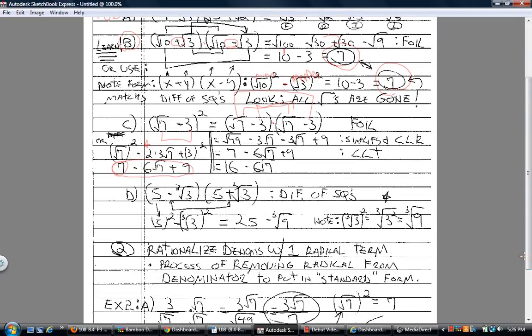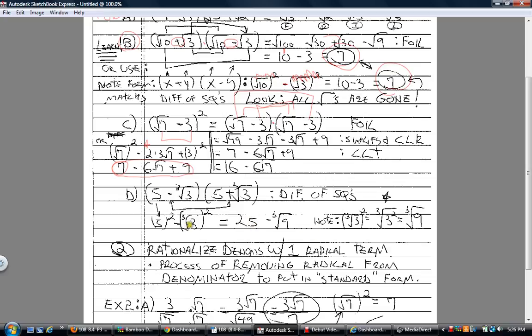Turn around and see a problem like this here. I see the difference of squares. You see a binomial and its conjugate. So take the first term, square it. Take the second term, cube root of 3, and square it. Okay, so now you've got 5 squared is 25.